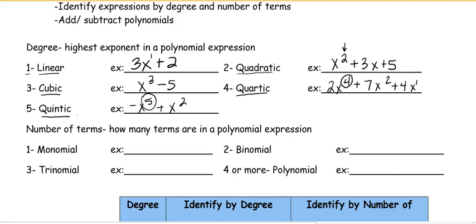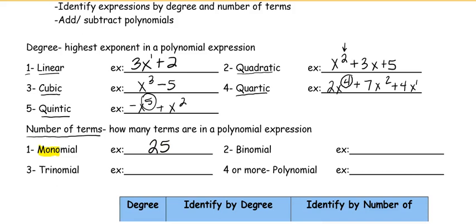Not only are these polynomials named by the degree, the exponent, they're also named by the number of terms. If you have one term, it would mean that you just have one number or one variable or one thing not separated by an addition or subtraction symbol. So we have a monomial. Mono is the word for one, so there's just one term here, which is 25.